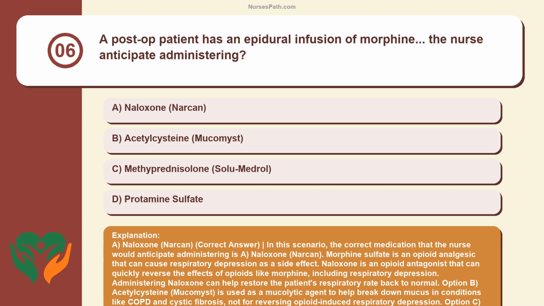In this scenario, the correct medication that the nurse would anticipate administering is A. Naloxone, Narcan. Morphine sulfate is an opioid analgesic that can cause respiratory depression as a side effect. Naloxone is an opioid antagonist that can quickly reverse the effects of opioids like morphine, including respiratory depression. Administering naloxone can help restore the patient's respiratory rate back to normal.